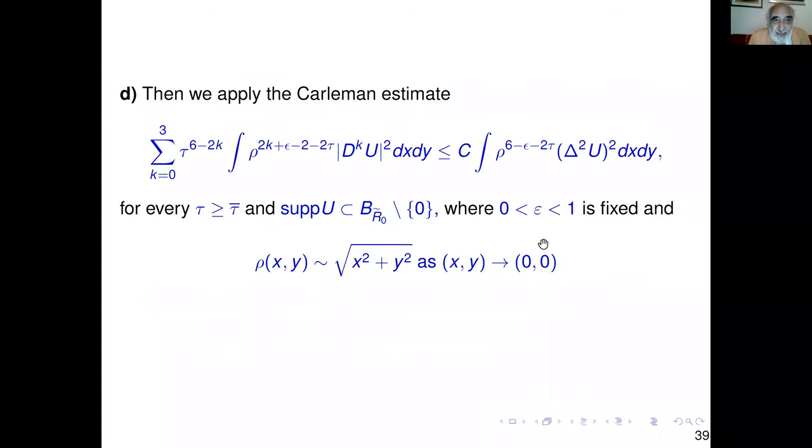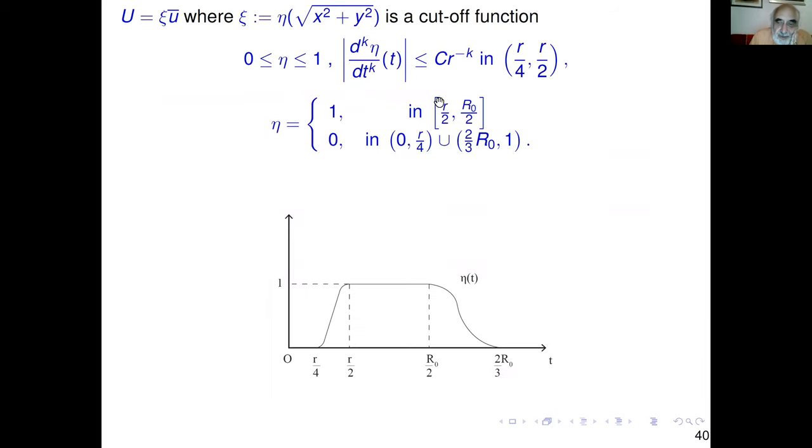Also, we use this Carleman estimate in which the weight rho has the same behavior as the distance between the point x, y and zero. Roughly speaking, this Carleman estimate implies the optimal sphere inequality. But here we have additional difficulties, because we can imagine to apply this Carleman estimate in a standard way. So we introduce a cutoff function, xi, a radial function.